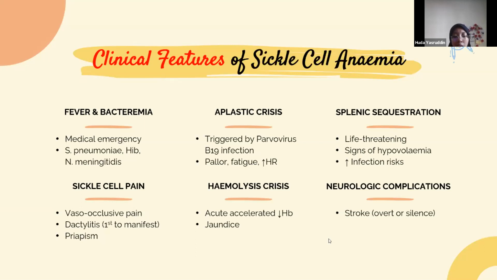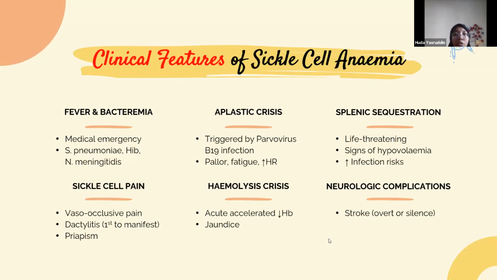So basically, from the pathology, we know that when there is blood trapping at the microcirculation, it will block the microcirculation and can cause tissue ischemia. That will cause the pain to the patient. And usually the first thing to manifest is dactylitis. Dactylitis is known as hand-foot syndrome, in which there is symmetrical or even unilateral swelling and pain at the hand and the foot of the child.